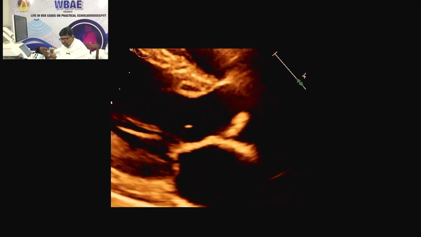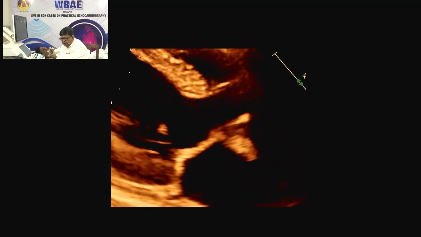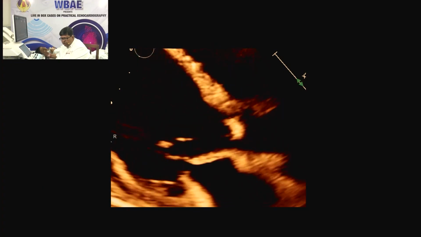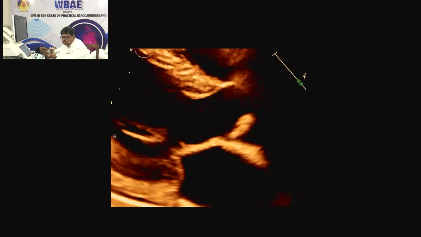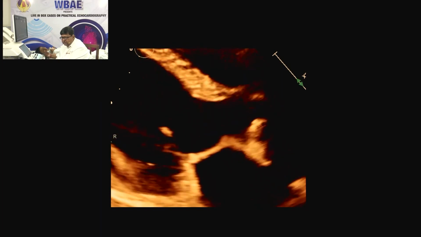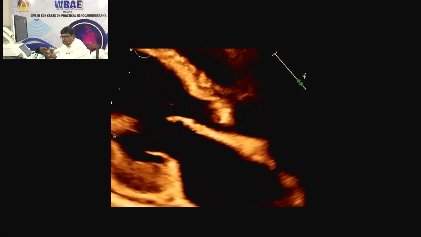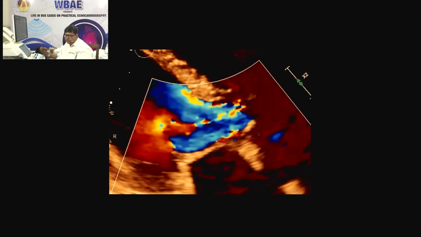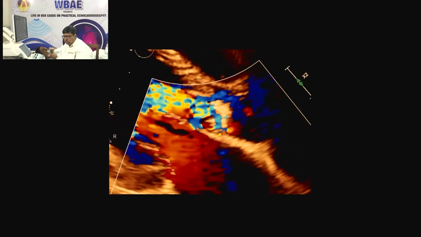And here we can appreciate the mass which is attached to the aortic valve and which is entering into the LVOT in diastole. And this is again because vegetations are usually attached to the upstream side of the valve. That is, in case of atrioventricular valves, it's on the atrial aspect, and in case of semilunar valves, it's on the ventricular aspect.